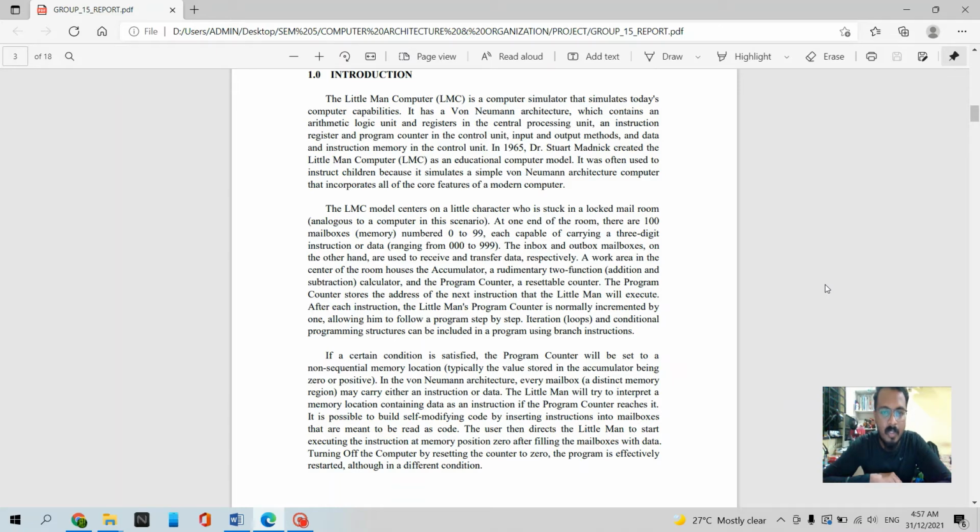So we have derived an equation on our own and given it to our lecturer, so that we have to simulate that equation. We have simulated that equation in our LMC computer simulator and obtained the result properly.